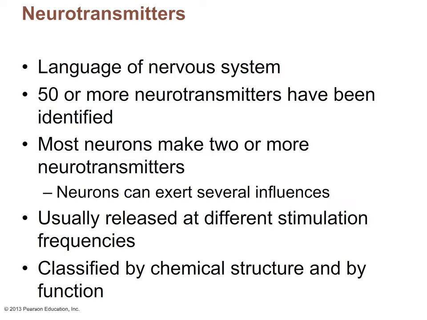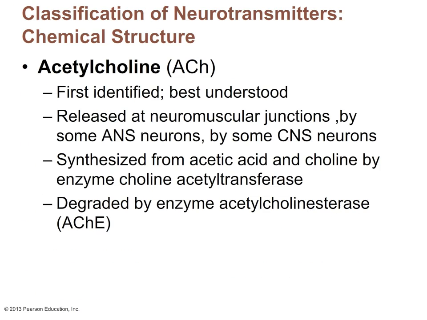And the effect of these neurotransmitters will differ depending on the location of the neuron and also the frequency of neurotransmitter release. We tend to classify neurotransmitters based on their structure, that is what kind of chemical they are, and also their function, that is, are they excitatory or are they inhibitory. Probably the best known neurotransmitter is acetylcholine, abbreviated ACH. Acetylcholine was the first neurotransmitter to be identified, and thus it's the best understood.